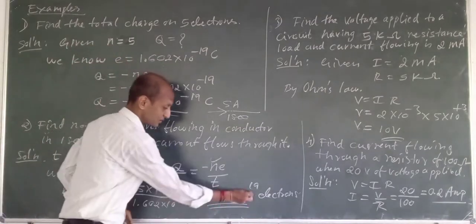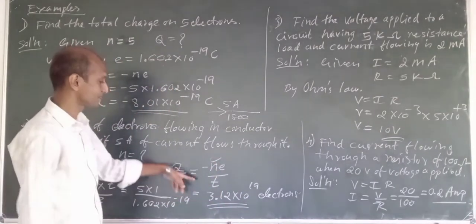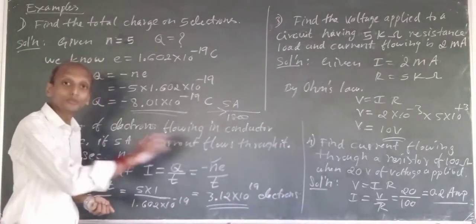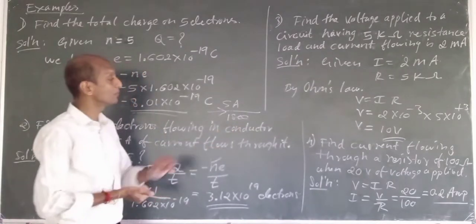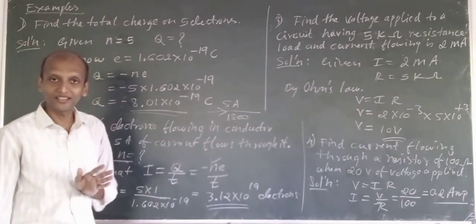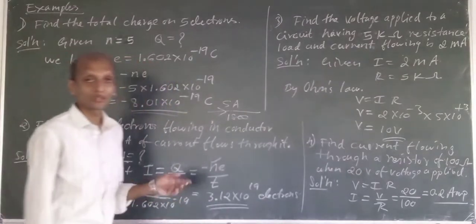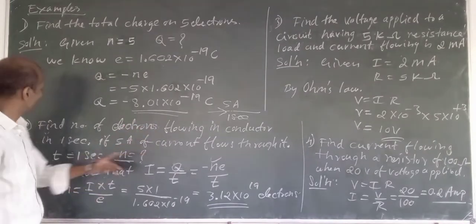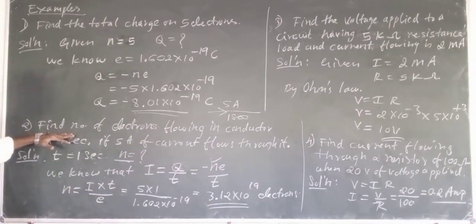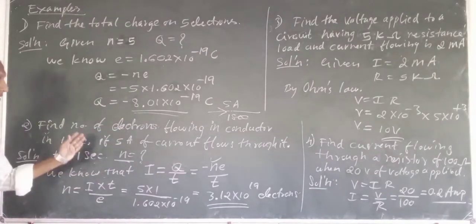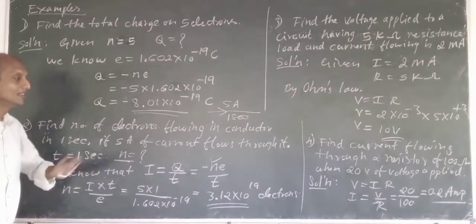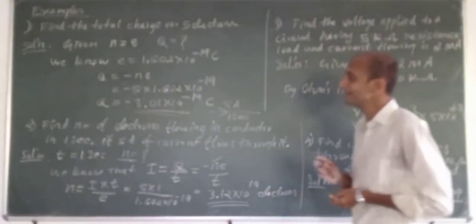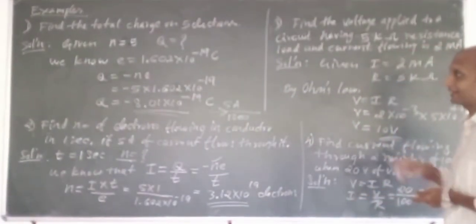So these many electrons will make just 5 amperes of current. These many electrons will flow through the conductor wire in 1 second to make 5 amperes of current. Fine? Is that okay? Yes. So this is about the current, the electron calculation and the charge calculation.